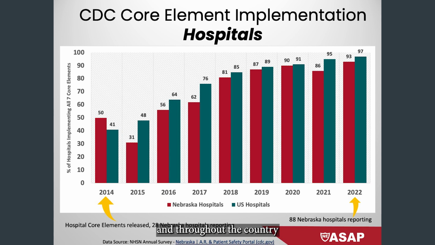And so one of the ways they track how well stewardship is doing in your state and throughout the country is to see how many of your hospitals are able to actually meet all 7 of these core elements. This was first published in 2014, and you can see at that time only about half of the facilities in Nebraska that reported, so only 14 hospitals, were meeting all 7 core elements. And these are mostly our big hospitals in the state. Fast forward to 2022, we have 88 hospitals reporting, and 93% of them are meeting all 7 core elements. So this is some major progress in our state, and I'm very proud to see this over the years.